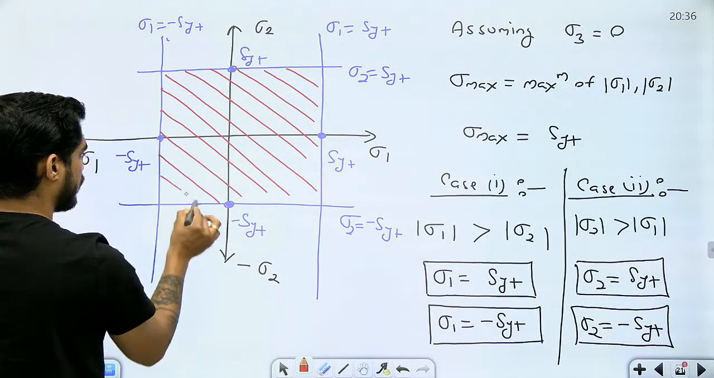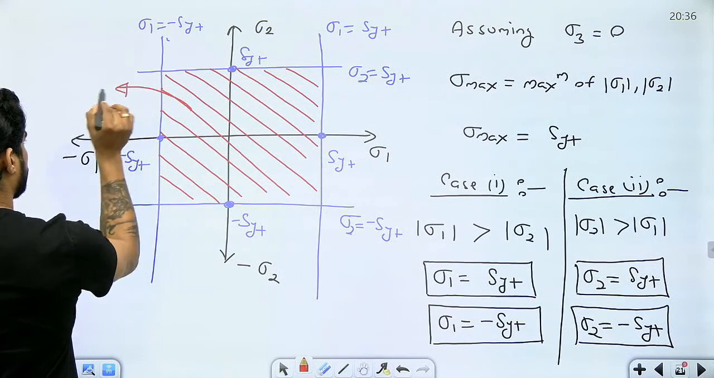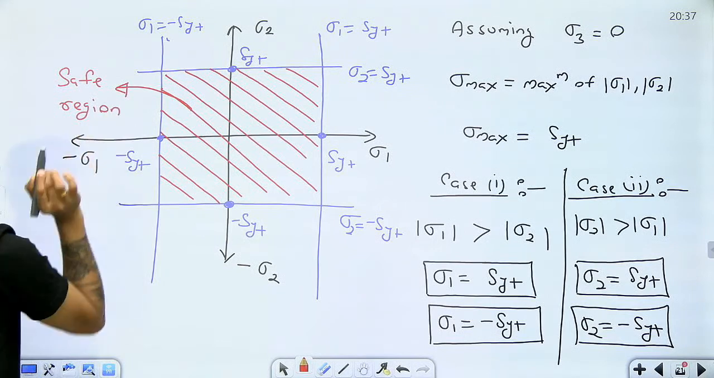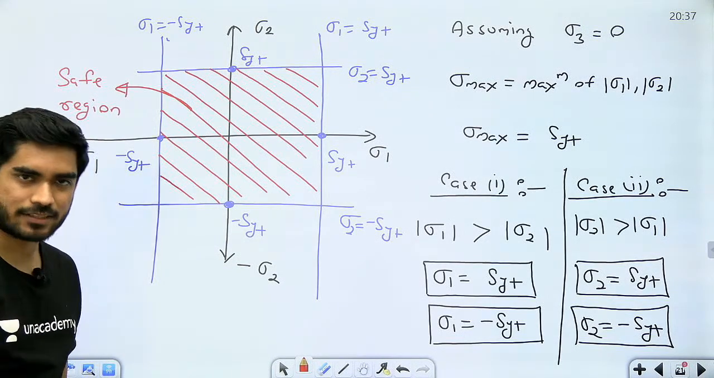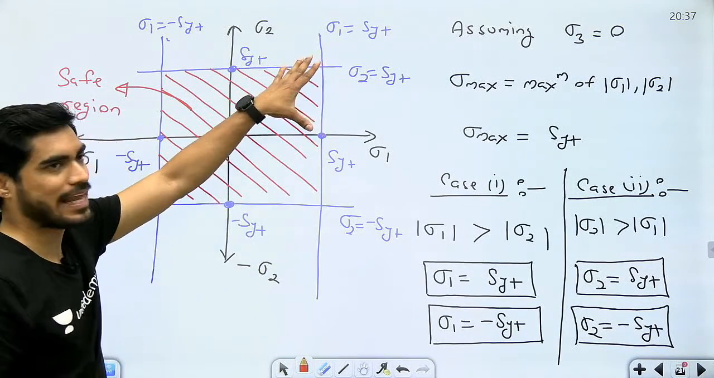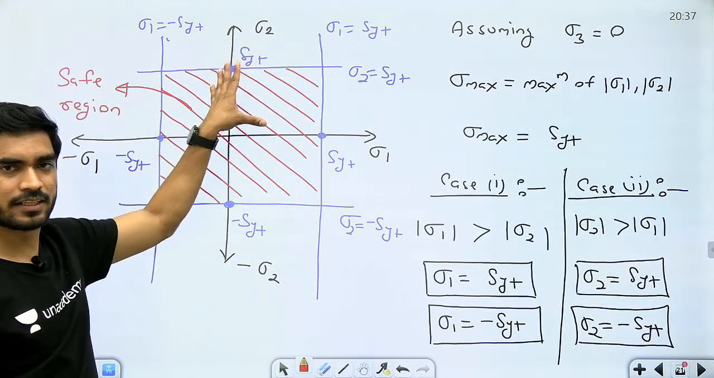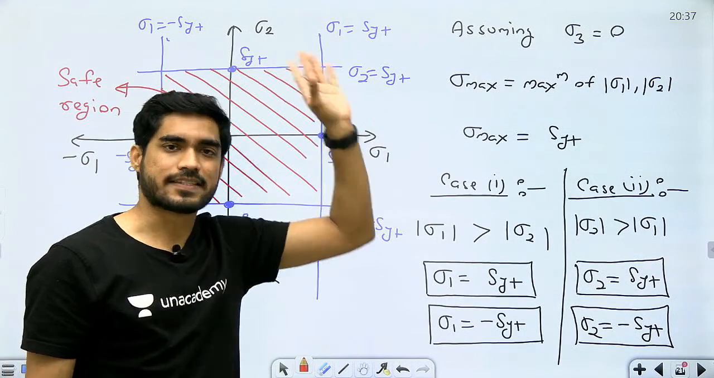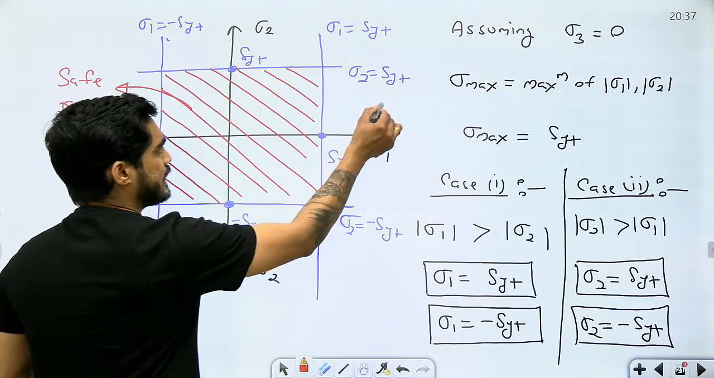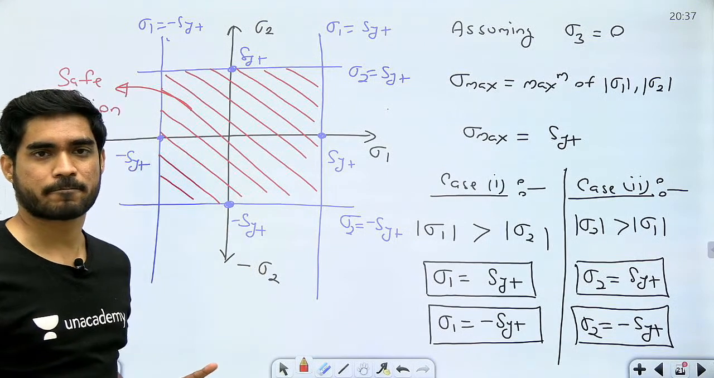This region is known as safe region. Understand what do I mean by safe region? Safe region means if your sigma 1 and sigma 2 values are inside this graph, inside this region, your stresses are safe, your machine element is safe. But if it falls outside this region, the machine element is going to fail.